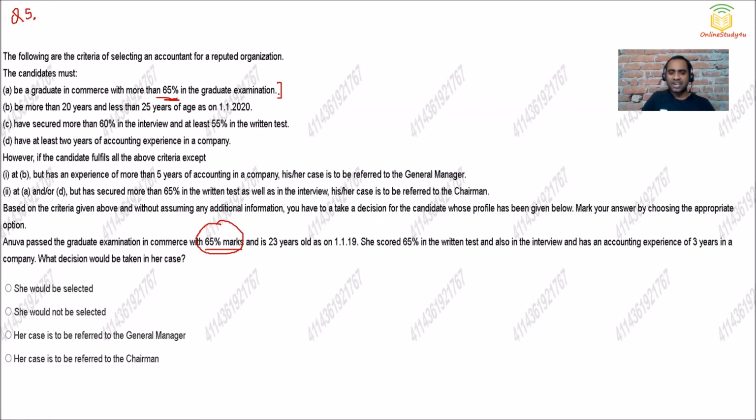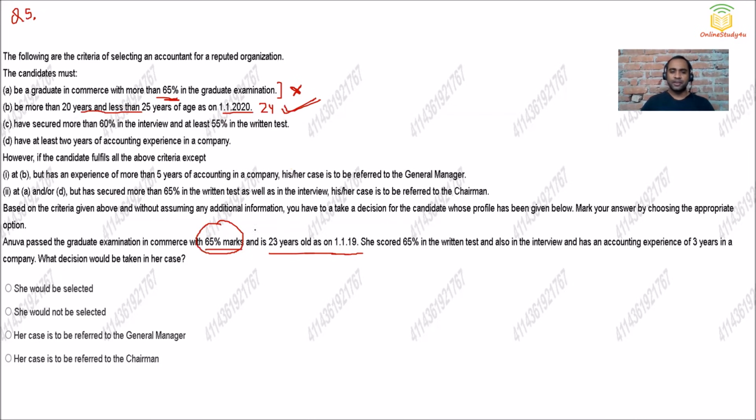So this first condition is not satisfied. Be a graduate in commerce with more than 65% in graduate examination. So this condition is not satisfied. And is 23 years old as on 1/1/19. So on 1/1/19 it is 23, then on 1/1/20 it will be 24. So the age should be in between 20 and 25. So the second condition is satisfied.